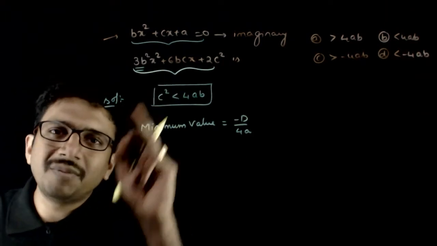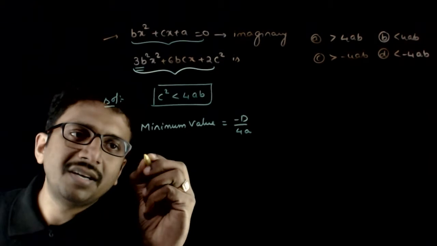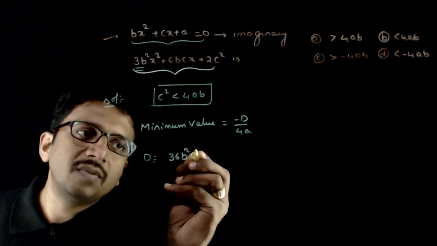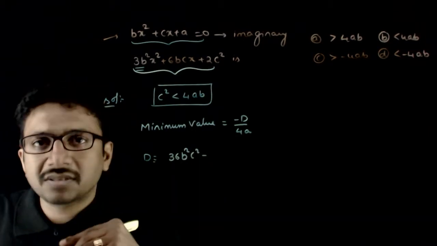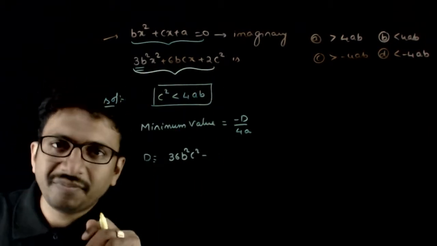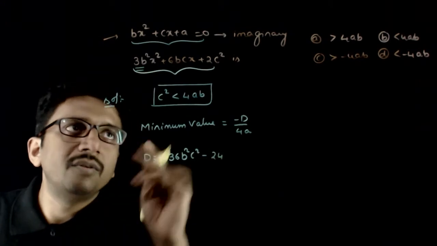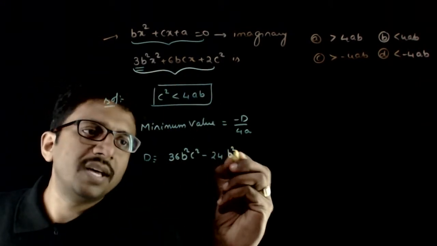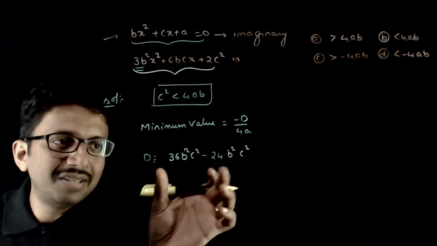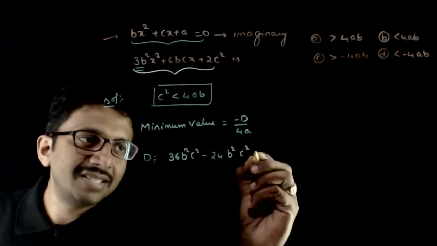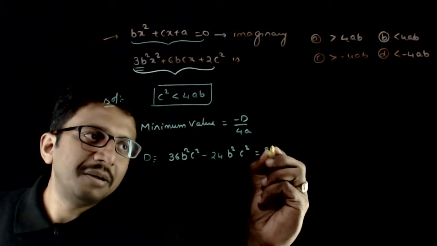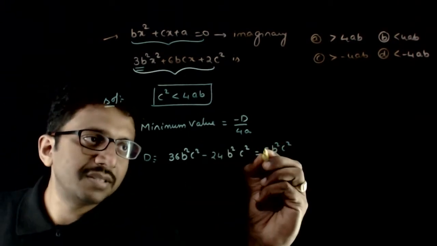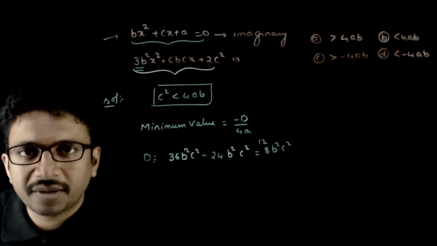So let us find the discriminant of this. So the discriminant d is equal to 36b square c square minus 4 into 2 into 3, that is 24. 4 into 3 into 2 is 24 b square c square. So this is the discriminant. Sorry, 36 minus 24, that is 12b square c square.